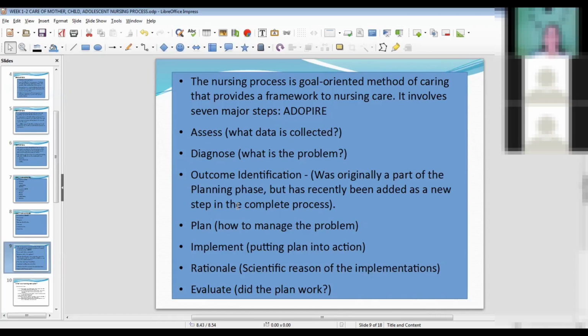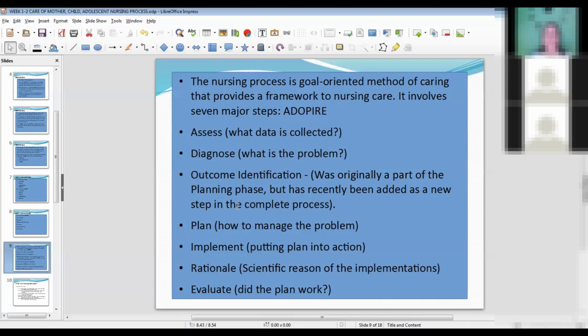Now let's go to diagnosis. Diagnosis, we follow the PES format. So please take note of this. What is PES format? So PES. P stands for problem. So what is the problem? E stands for etiology. What is the cause of the problem? Or what are the causes of the problem? And S is for symptomatology or the signs and symptoms.